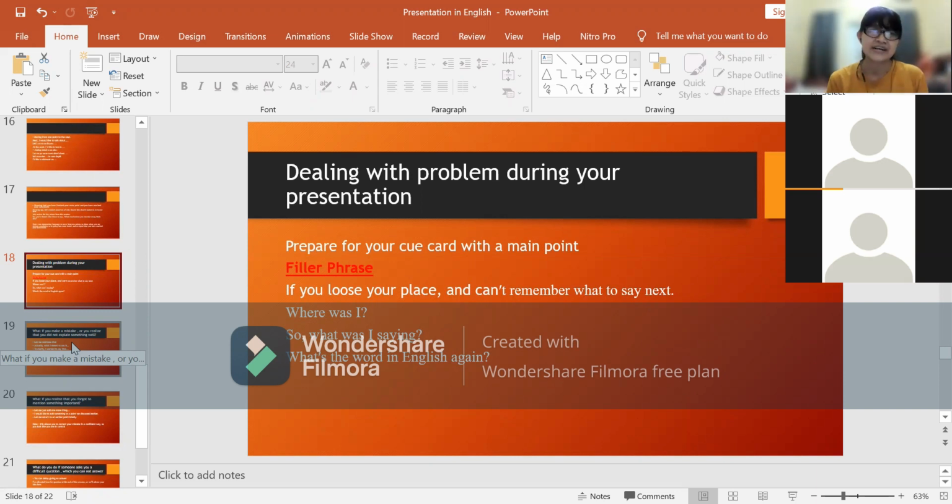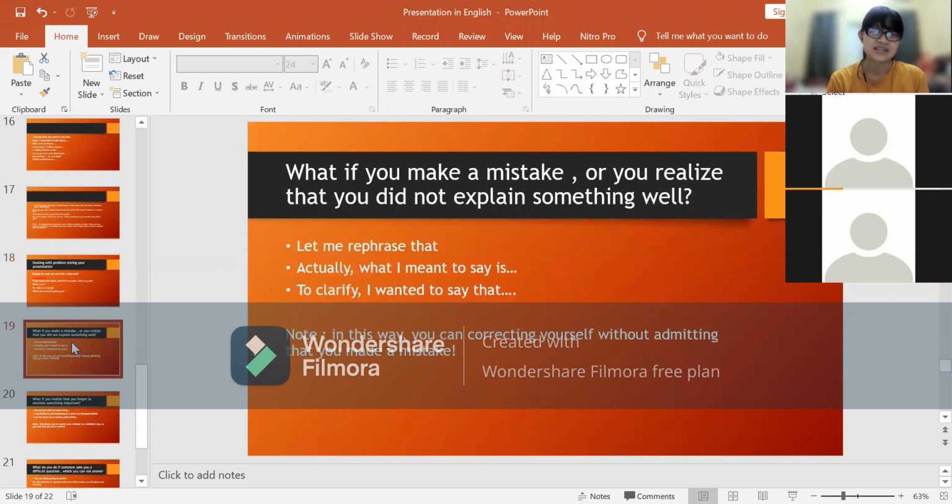Okay, and what if you make a mistake or you realize that you did not explain something well? This is another problem when dealing with a presentation. You can use these phrases, like "Let me rephrase that." So you need to rephrase the important point that you forgot to tell the audience previously.